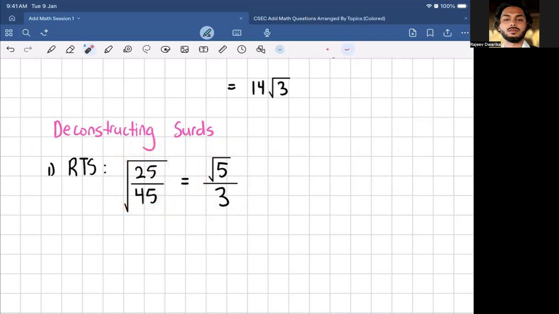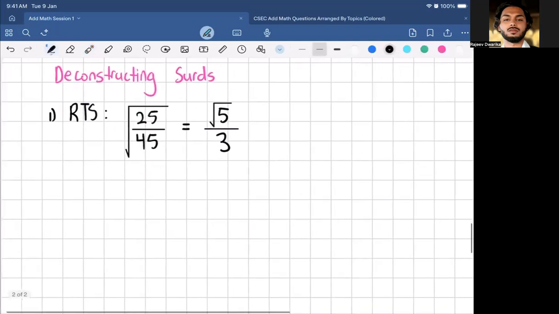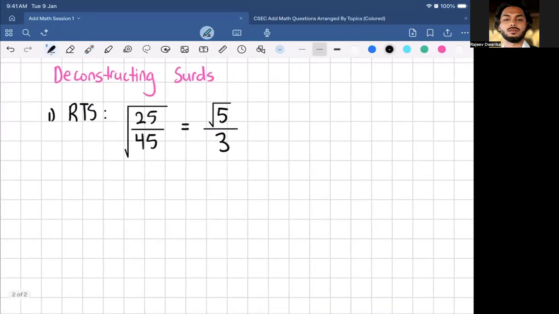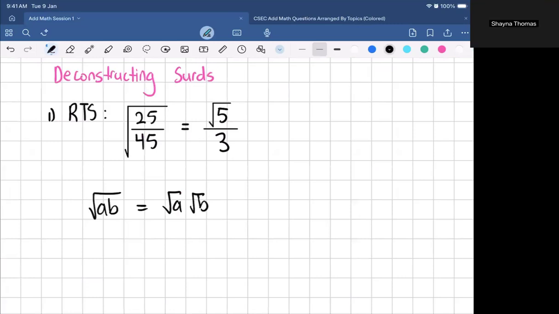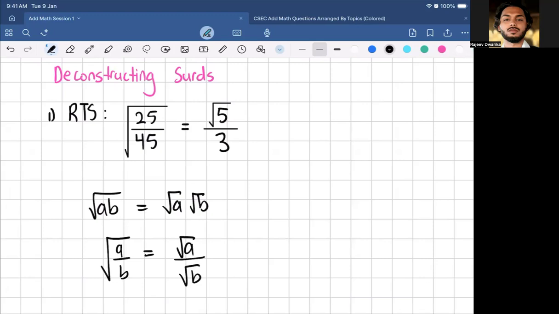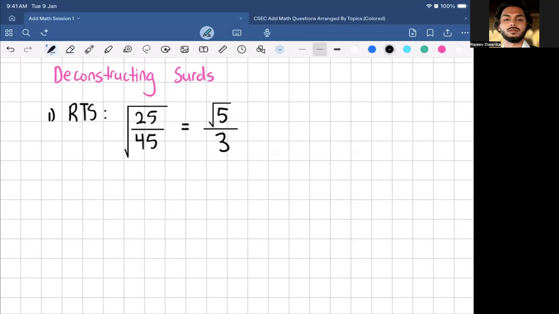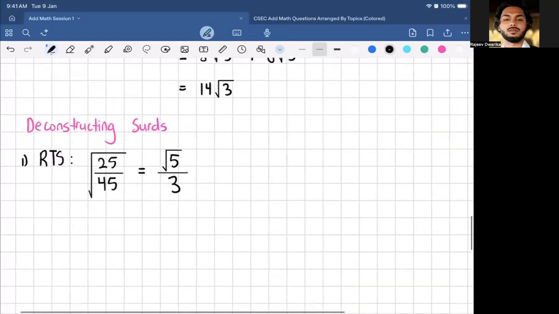Now, something else I should also discuss. Sheena, if you have the square root of AB, we could write that as root A times root B, yeah or no? Yes, sir. So it's the same thing for division. If you had the square root of A over B, I could write that as root A over root B. So just keep that in mind. I'll write that down over here. And you all can attempt question 1.